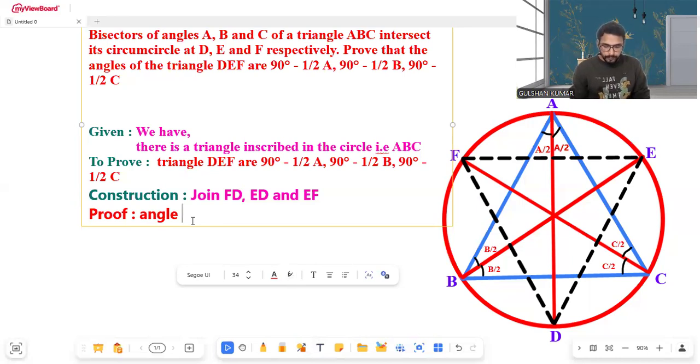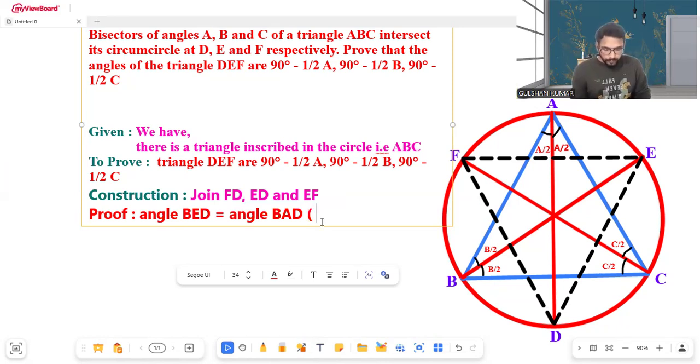angle BED equals angle BAD. This one. First of all, BED. Okay, and BAD. Both are equal because they are on the same segment.